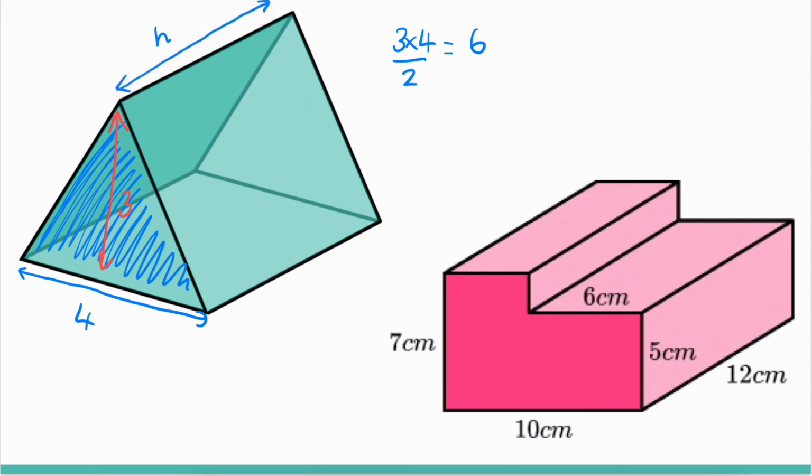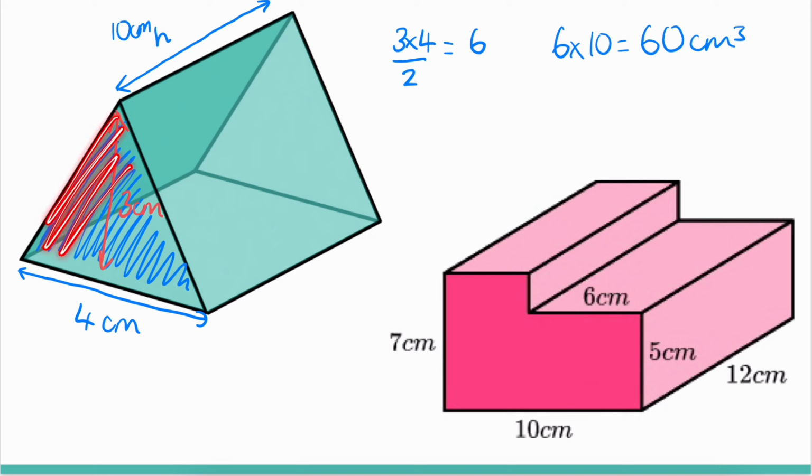So if this is 10 centimeters that it's going back, then all I need to do is multiply this 6 by that 10. So 6 times 10 gives me 60 centimeters cubed. That would give me the volume of that whole prism. So whenever you're doing this, it's the area of the front face multiplied by how far back it goes. We can do the same on this one here.